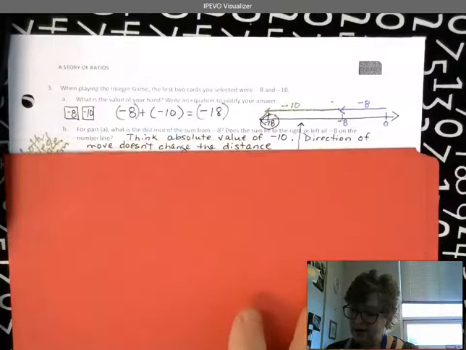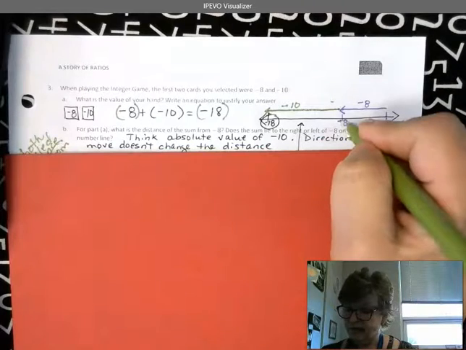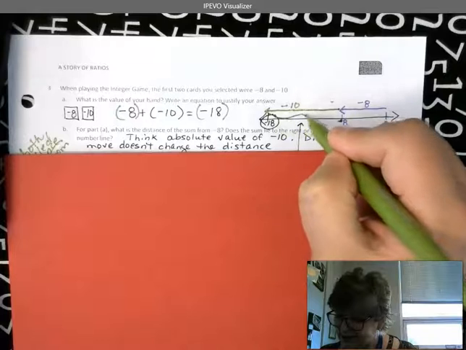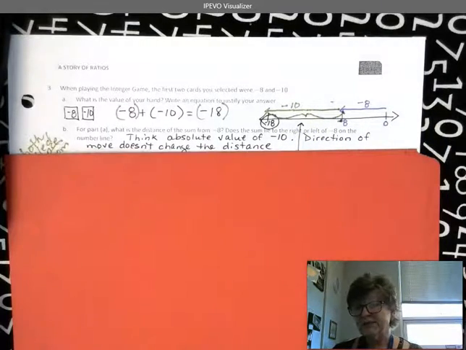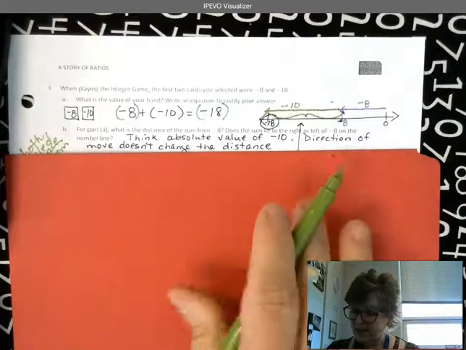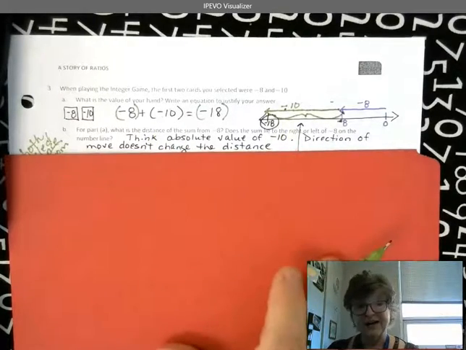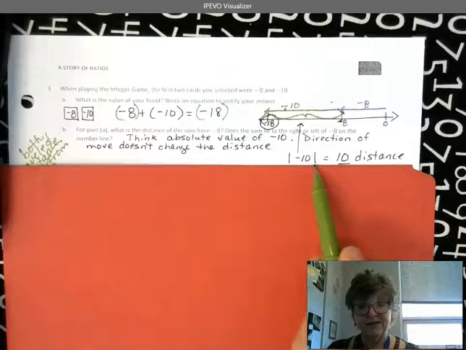Now on B, I want to know the distance from the -8. So if I am right here, what is my distance here? Now remember, direction doesn't matter when you're talking about how far or the distance. Okay? So think about the second number here of -10. I'm finding the absolute value. So the absolute value of -10 would give me the distance of 10.